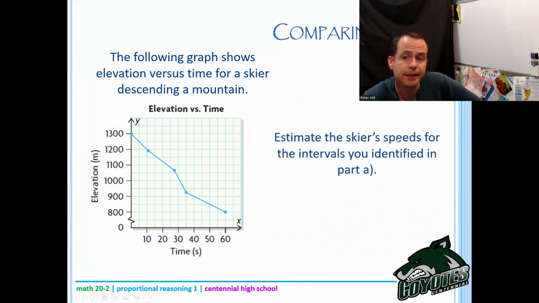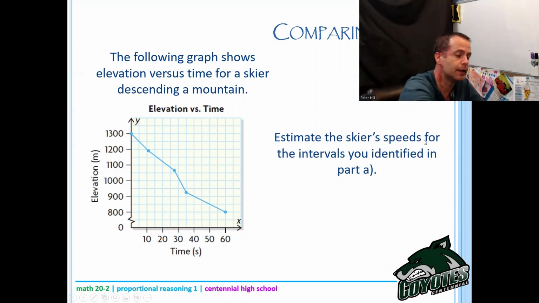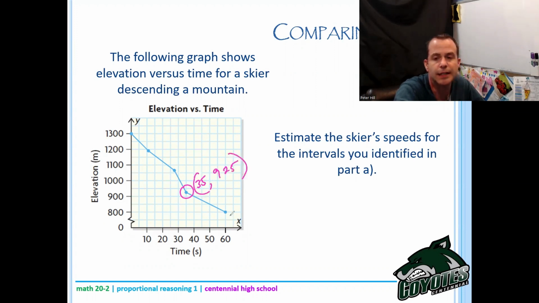Now, estimate the skier's speed for the interval. Well, if I'm looking for speed, I'm really just looking for the slope, okay? So I need this point here, which is going to be about 35, 925. And then I need this point here, which is 60, 800. Okay, so then I'm going to go 925 minus 800.